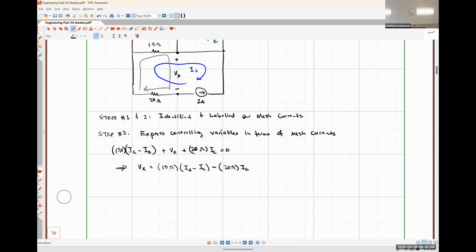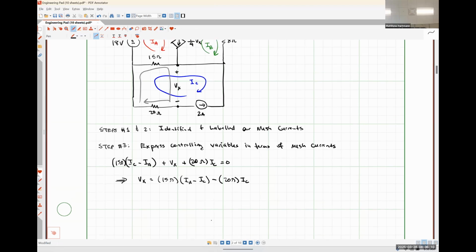Yes, ma'am. Yeah, exactly right. So in this case, my controlling variable was that voltage Vx, so I needed to come up with a way to express that voltage Vx in terms of my mesh currents. In our previous example, our controlling variable was a current, so it was just the difference of the two currents. So the controlling variable equation is going to change for literally every single circuit, and it is dependent on the circuit itself as well as whether or not we're looking for a voltage or a current.